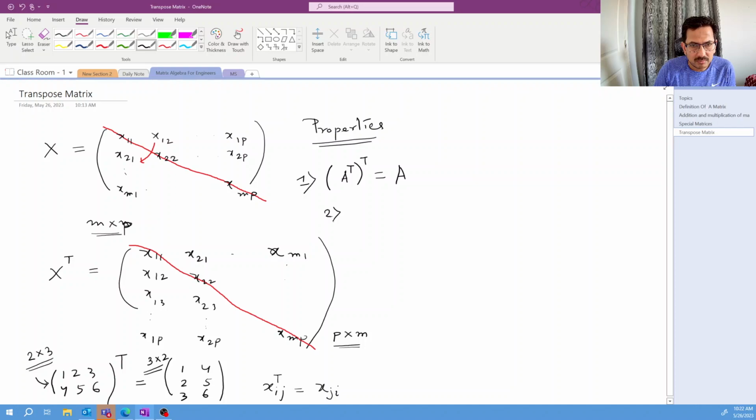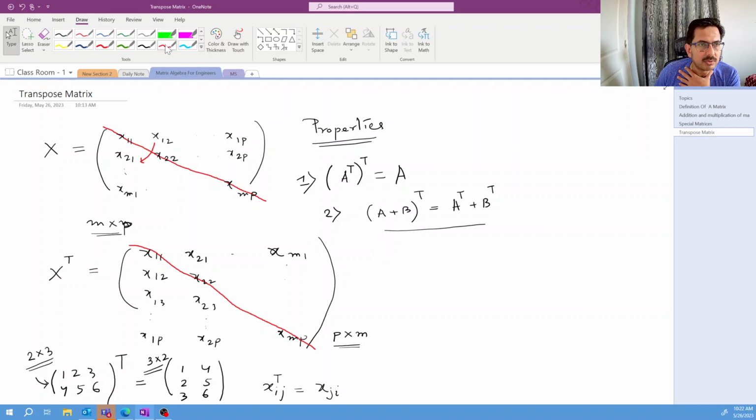What is property number 2? The transpose of a sum of two matrices will always be equal to A transpose plus B transpose. You can play with some sample matrices and check this, but these are the properties. Important property, I'll use a different color so that you can remember it.